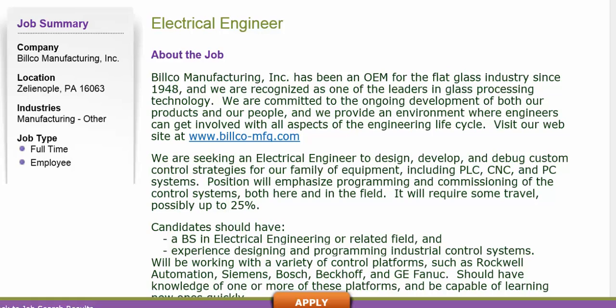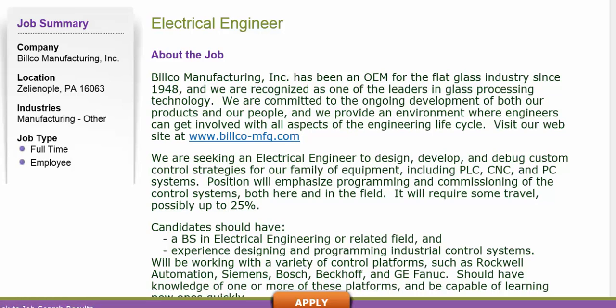So we're going to take a look at some job ads posted on monster.com, and we're going to think about how to analyze these ads to best determine how you might tailor a cover letter and resume to apply for these exact jobs. So first of all, we're going to look at a job ad for an electrical engineer position. This is from Bilco Manufacturing, Inc.